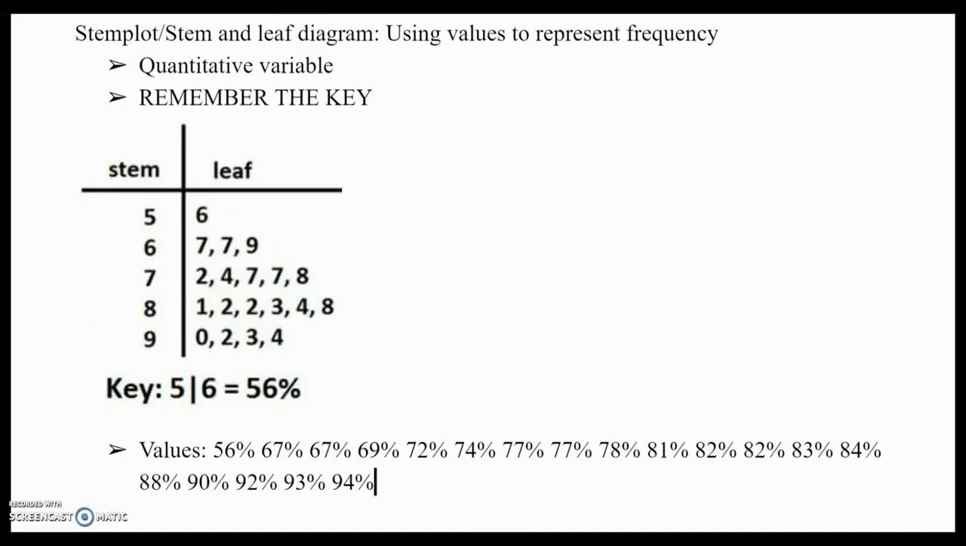Try this out yourself. These values, if you didn't, let's take a look at where these come from. So for example, this 67%, you read it as the stem, which is 6 and then 7. And it gave you the key that it means 67%. Similarly, 94 comes from 9 | 4, which is 94%. So 67, 69, 72, 74, so on, so on, so on.